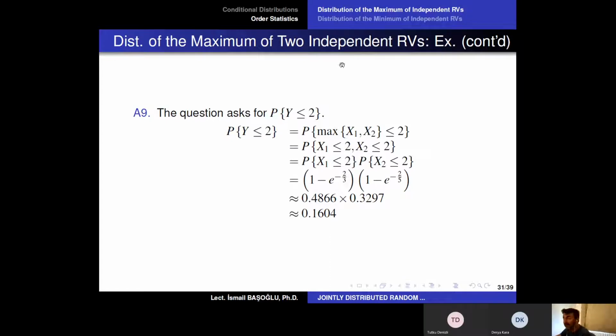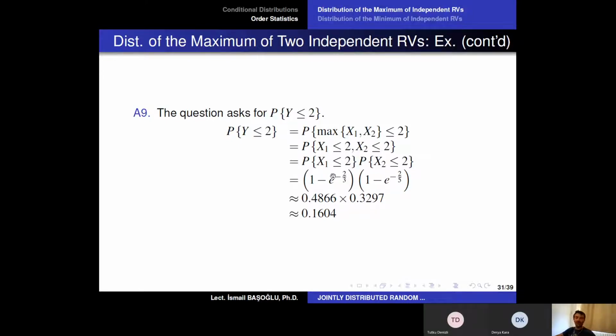And because these batteries have independent lifetimes, I can rewrite this joint probability as the product of individual probabilities, which is the probability of x1 less than or equal to 2 times the probability of x2 less than or equal to 2. And because x1 is exponentially distributed with lambda equal to 1 over 3, its cumulative probability at 2 is 1 minus e to the power minus lambda x, if you remember.